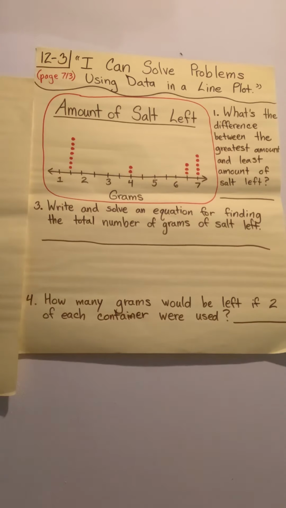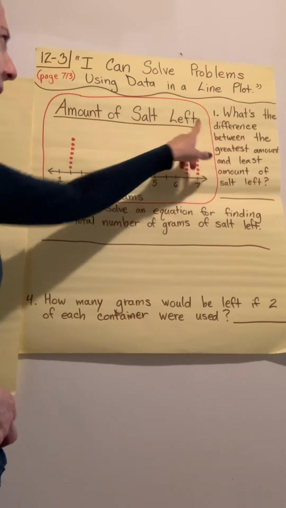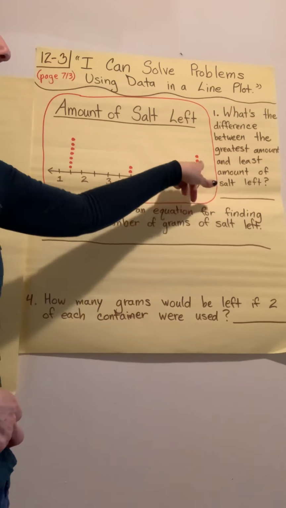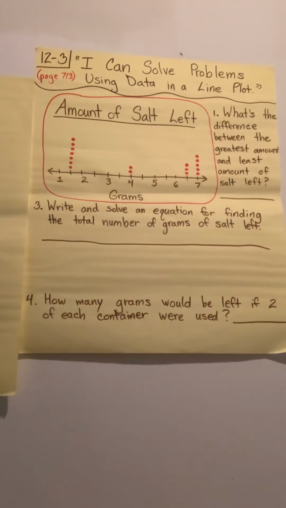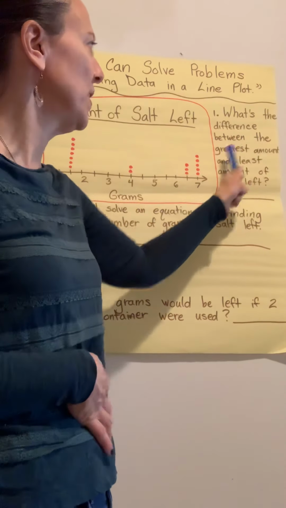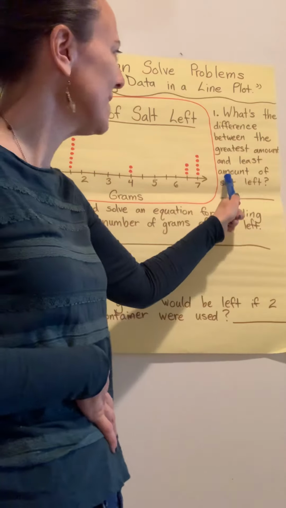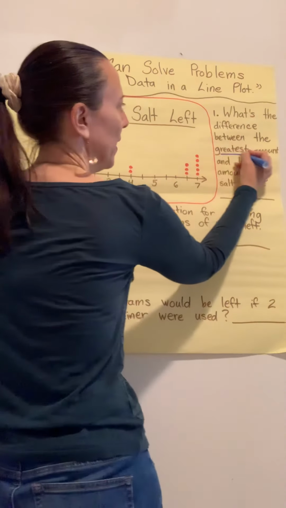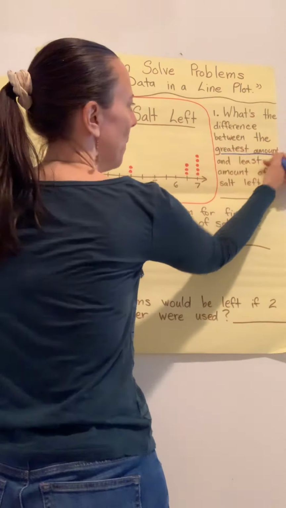I see the title is amount of salt left, and I know that each one of these dots represents one container. How many grams of salt was left in that one container? And these numbers at the bottom are the grams of salt. So if I look at the first question they've given to me, what is the difference between the greatest amount and least amount of salt left? So I'm talking about the greatest amount and the least amount of salt.